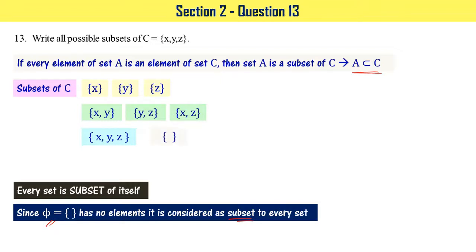Let's write that. So how many subsets we have? 3 plus 3 plus 2. Right? Total 8 subsets we have written. Let's go to the next question.